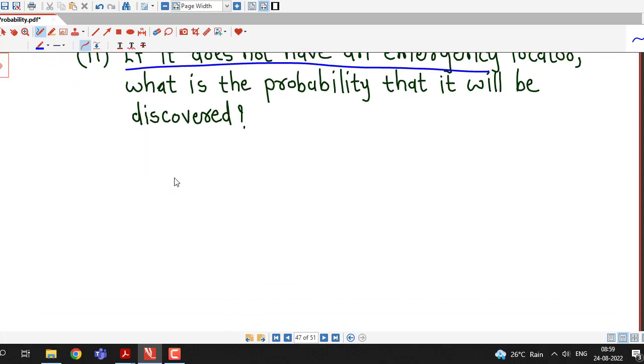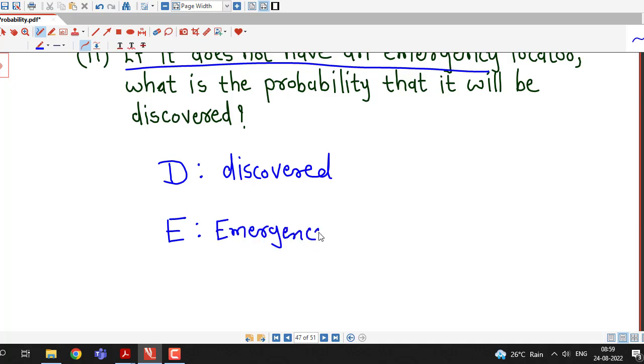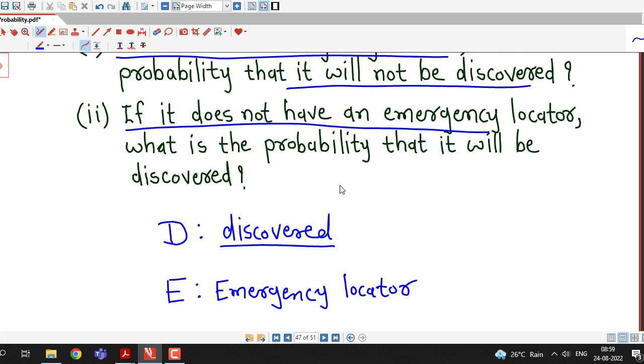So mainly here there are two events. Suppose event D denotes the event that the aircraft is discovered, and we denote the event E as the aircraft having an emergency locator. Suppose E denotes the event that the aircraft has an emergency locator, and D denotes the event that the aircraft is discovered.